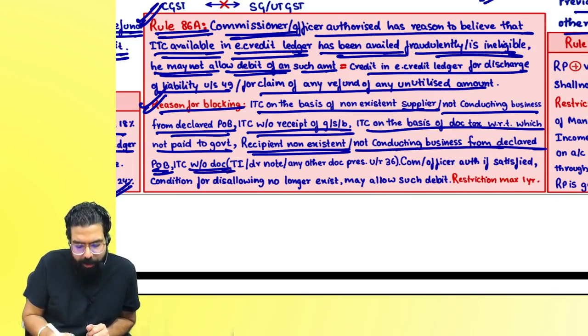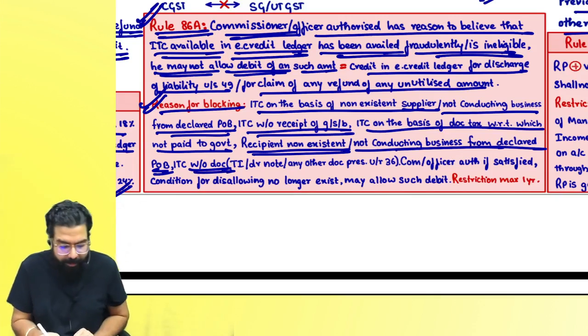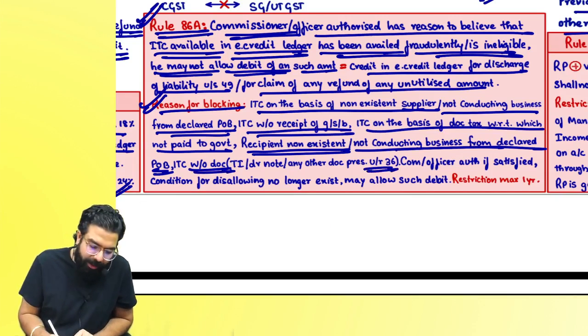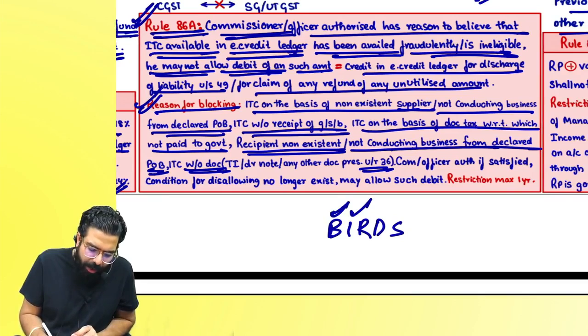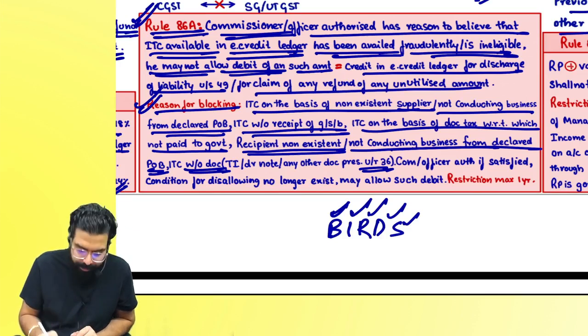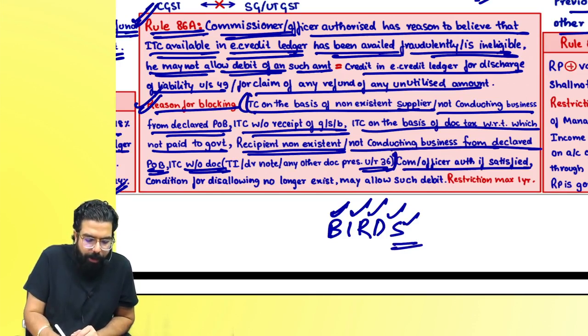ITC without a document: you don't have the tax invoice, revised tax invoice, debit note or any other document prescribed under rule 36. Rule 36 prescribes the documents, right everyone? B for bill of entry, I for ISD invoice, R for RCM, D for debit note, and S for such other documents, supplier's invoice. These are the reasons why they can block your credit.